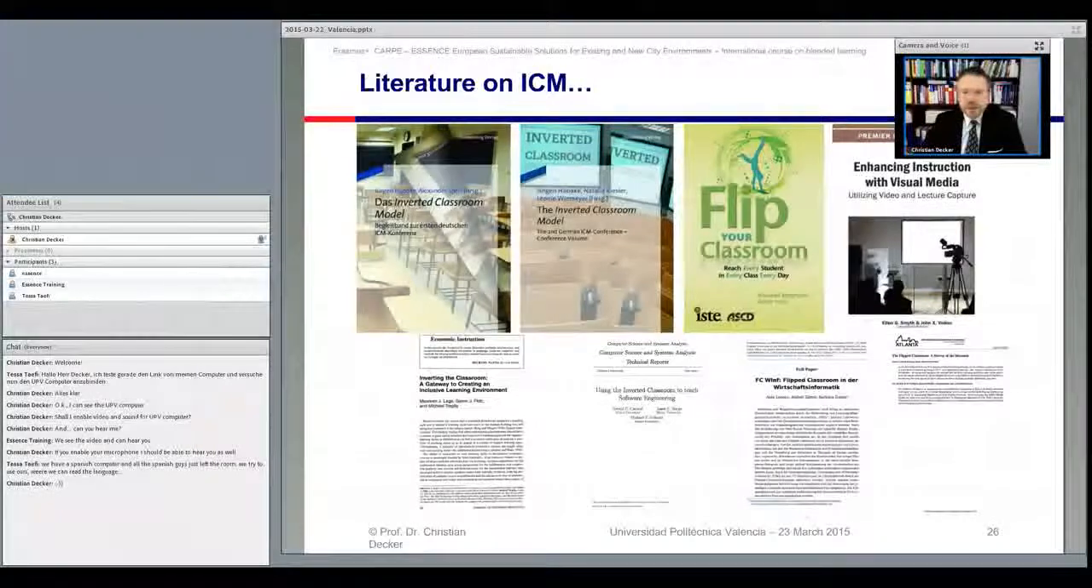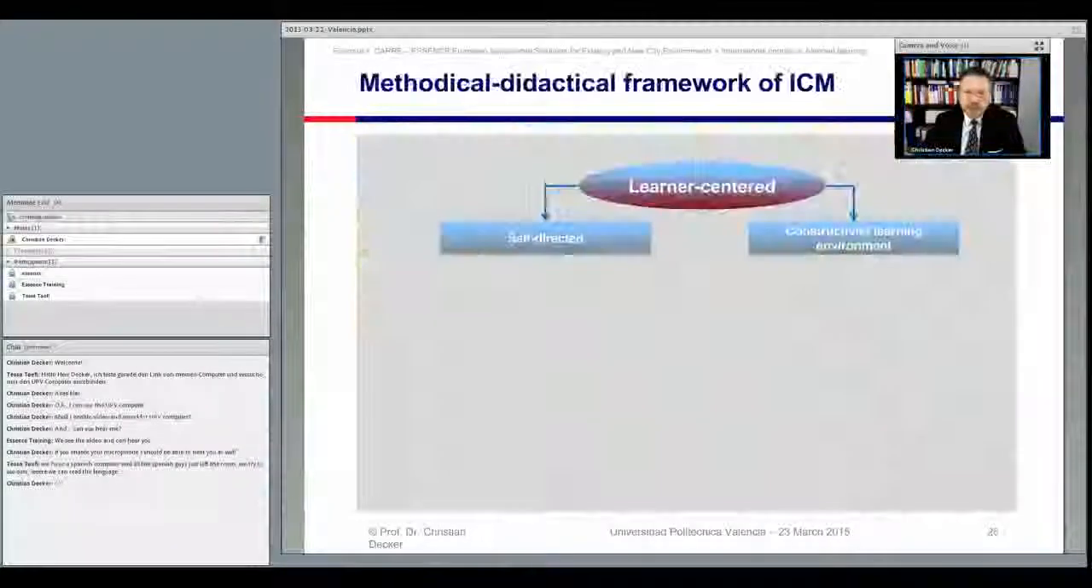Then there are some other articles and conference proceedings more from an academic perspective, from the higher education perspective. Maybe that is interesting to you at a later point in time. I want to say a couple of words with respect to the methodical-didactical framework of the inverted classroom model. What we know by now is that it is a learner-centered approach. It's not any longer centering the lecture on the instructor. The student is in the focus of the ICM.